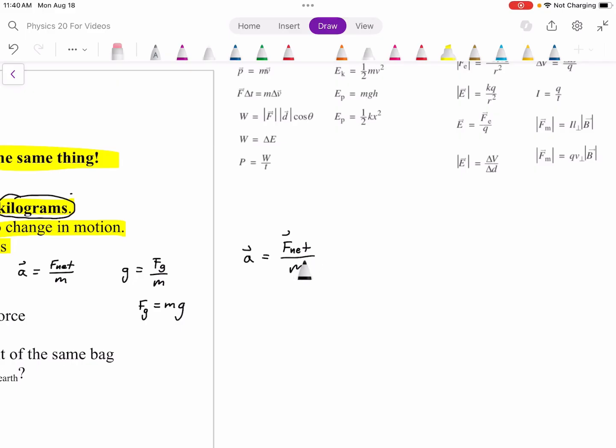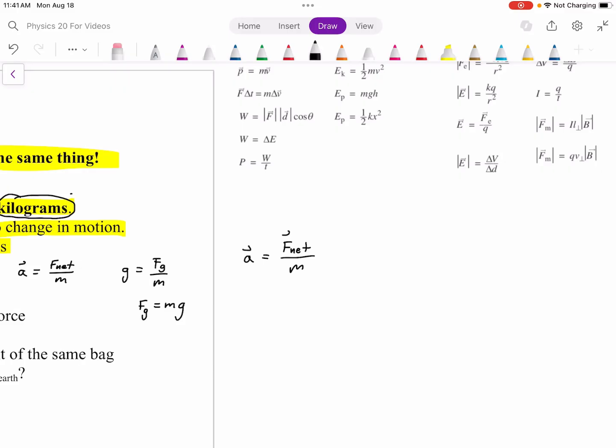By the way, this actually allows us to prove something we saw in Unit A. Remember how we saw that whether you drop a bowling ball or feathers, if the only force acting on them is gravity, there's no air resistance, they should take the same amount of time to hit the ground no matter what their mass is. This equation allows us to prove that.